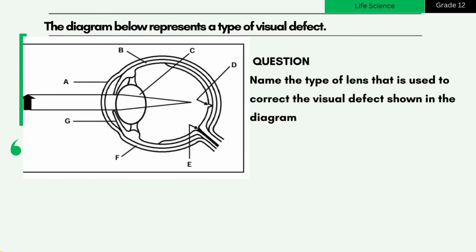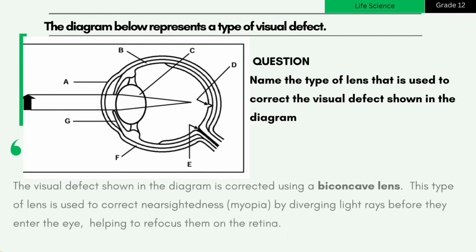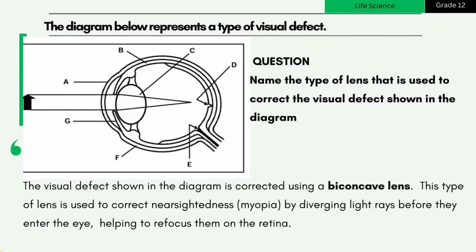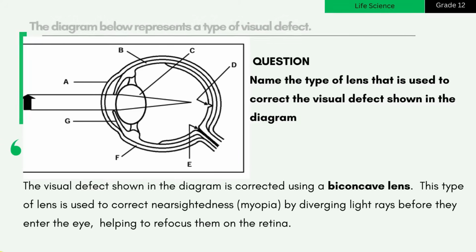Question. Name the type of lens that is used to correct the visual defect shown in the diagram. The visual defect shown in the diagram is corrected using a biconcave lens. This type of lens is used to correct nearsightedness, myopia, by diverging light rays before they enter the eye, helping to refocus them on the retina.